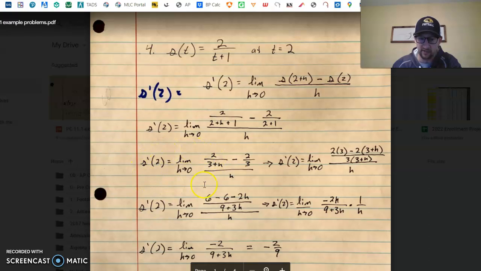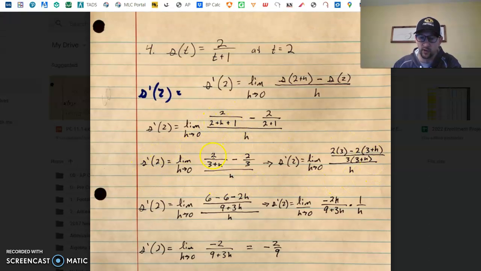The next line of text right here is me cleaning up this expression. 2 plus h plus 1 turns into 3 plus h. 2 plus 1 turns into 3. So now I have this fraction right here. S prime of 2 equals the limit as h approaches 0 of 2 over 3 plus h minus 2 over 3, all of it divided by h.